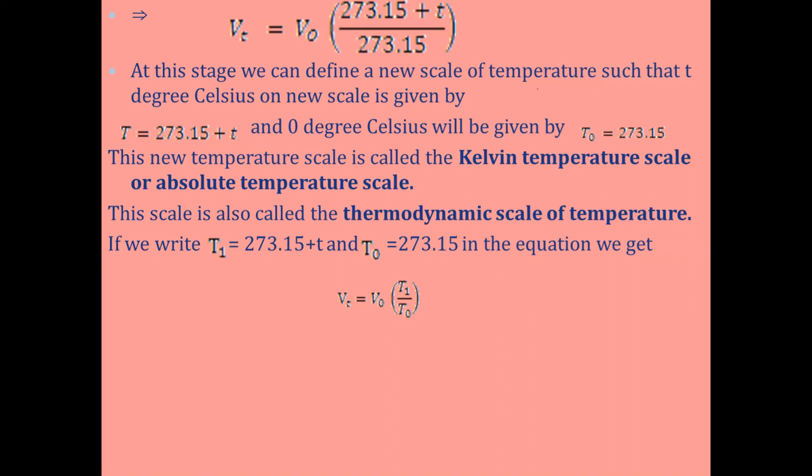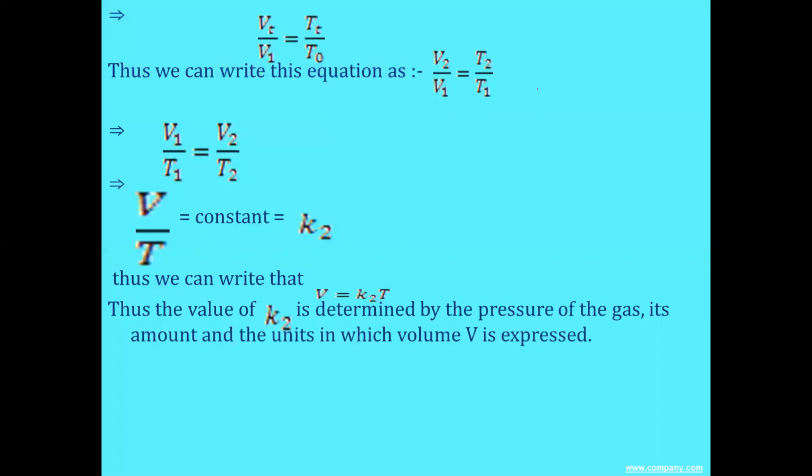So 273.15 is the temperature on the absolute scale. So it is 0 degrees Celsius. So 0 degrees Celsius is represented by 273.15 at the absolute scale. So ultimately we can write the expression of Charles' law as V1 upon T1 is equal to V2 upon T2. So we find that V upon T is equal to a constant, and this constant is denoted by K2.